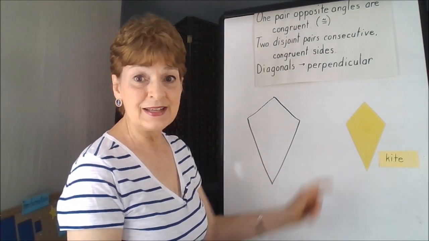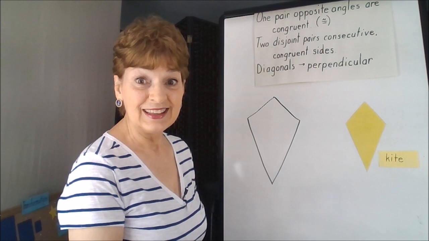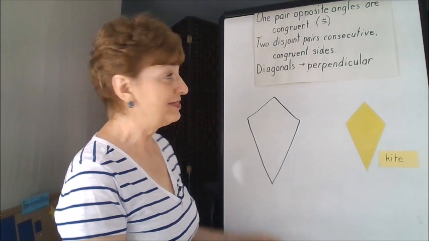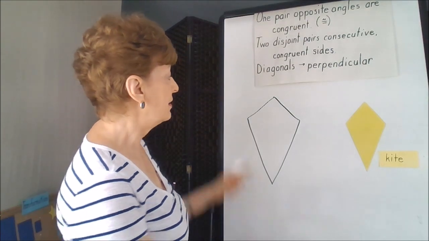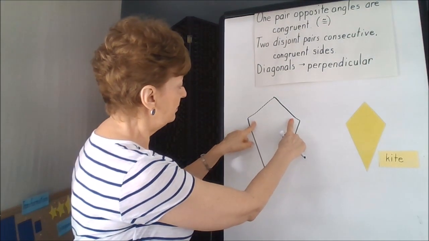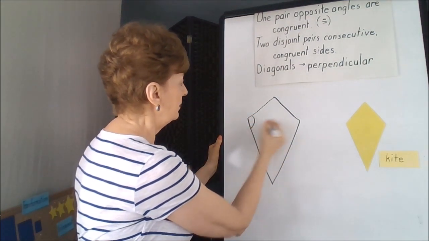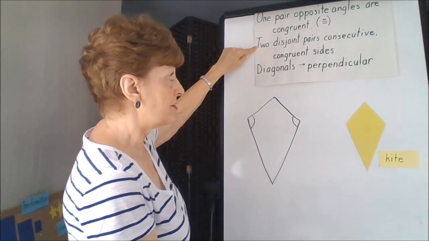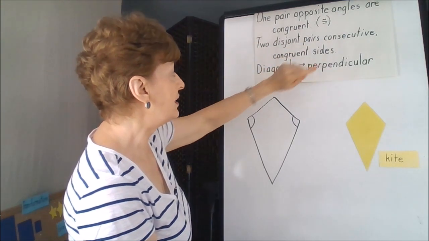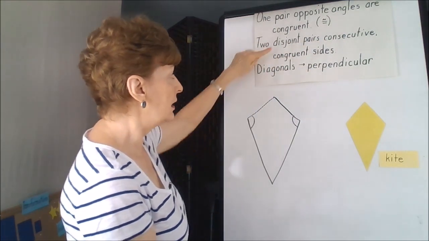A kite is another quadrilateral. Let's go through its attributes. It has one pair of opposite angles that are congruent. It has two disjoint pairs of consecutive congruent sides.